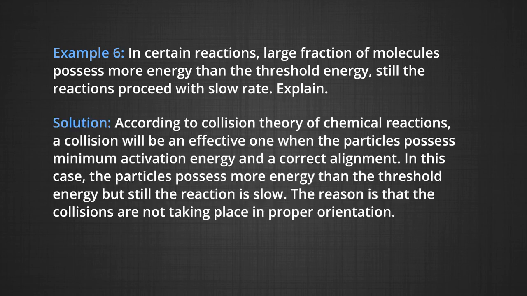Explain. The solution is, according to the collision theory of chemical reactions, a collision will be an effective one when the particles possess minimum activation energy and a correct alignment. In this case, the particle possesses more energy than the threshold energy, but still the reaction is slow. The reason is the collisions are not taking place in proper orientation.